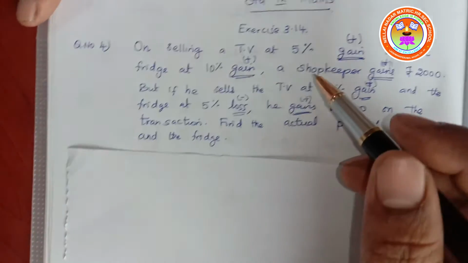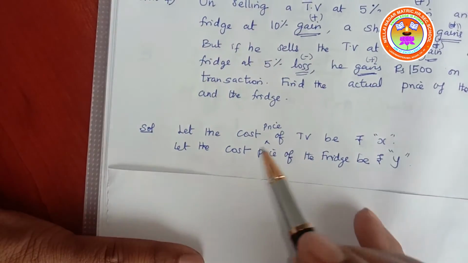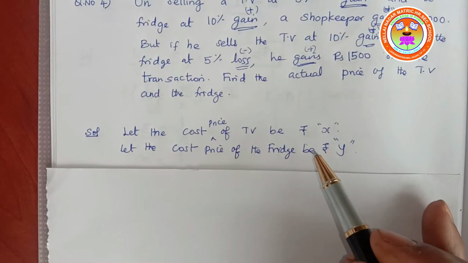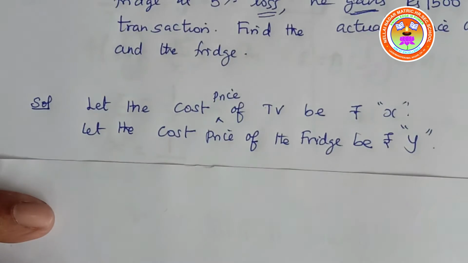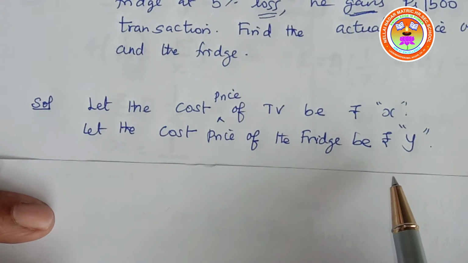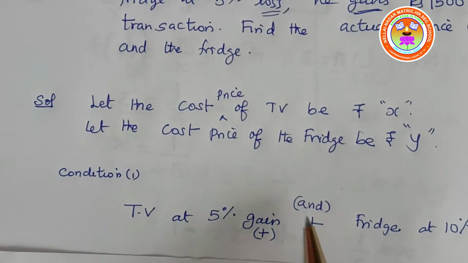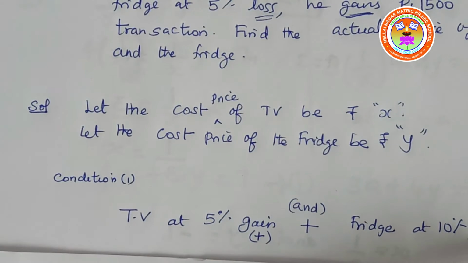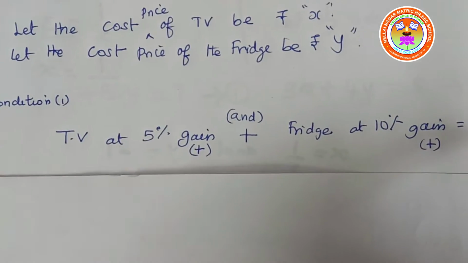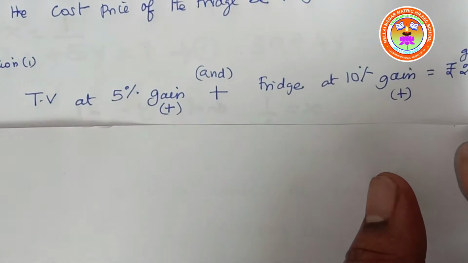Solution: we consider, let the cost price of the TV be X. Let the cost price of the fridge be Y. What is the first condition? The TV at 5% gain and the fridge at 10% gain, a shopkeeper gains rupees 2000. So this is the first condition. It's clear children, right?